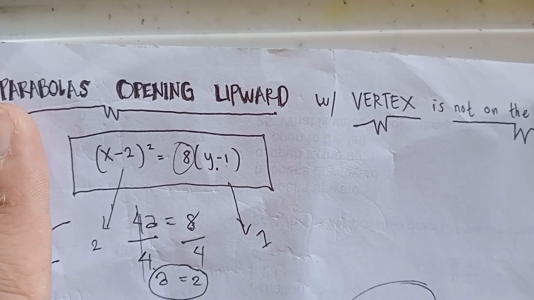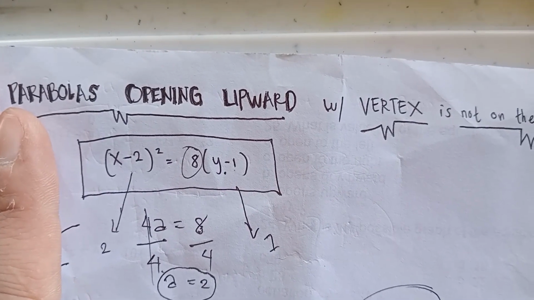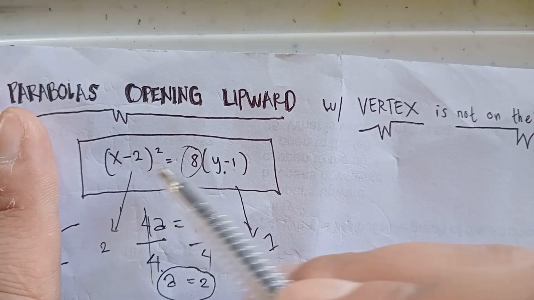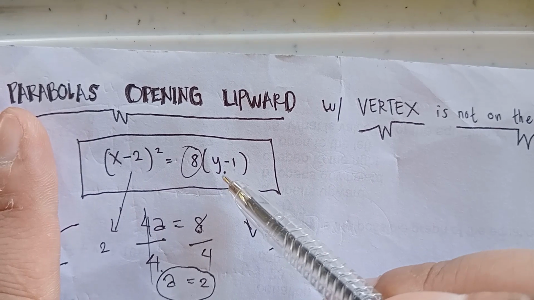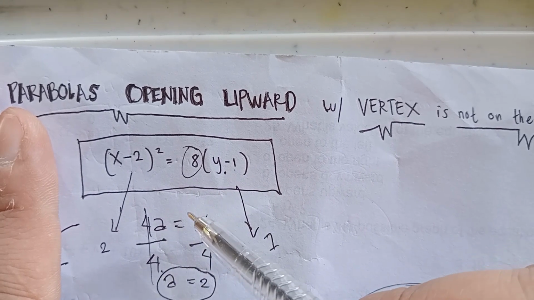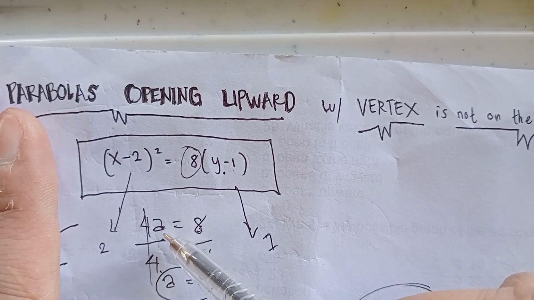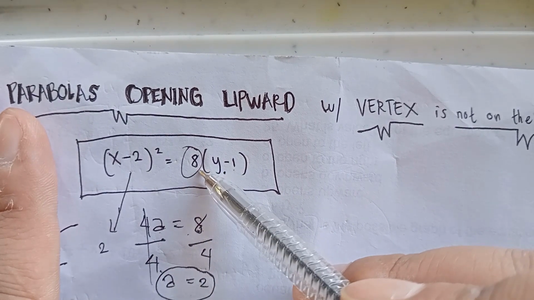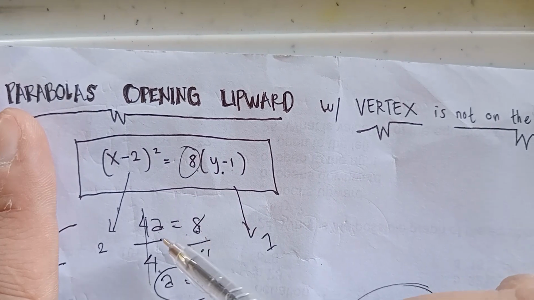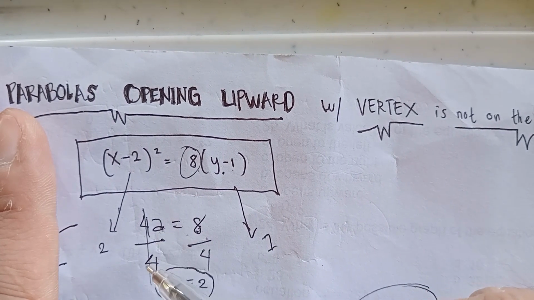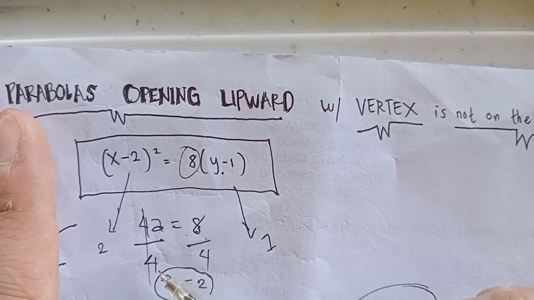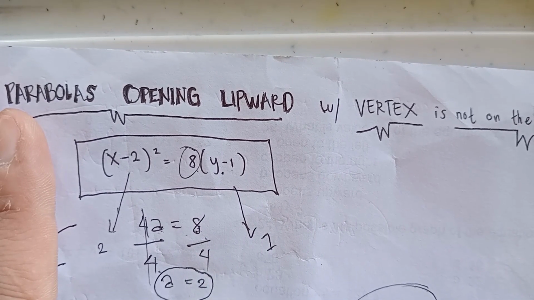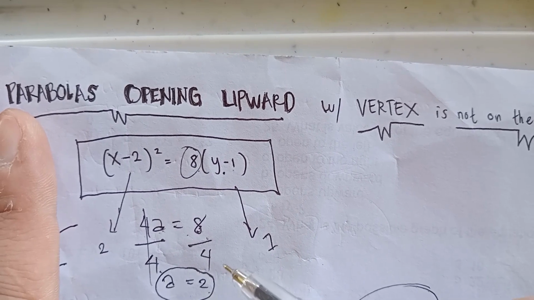In order for you to understand better, let's have an example. Shall we say you are tasked to sketch the graph of the quantity of (x minus 2) squared equals 8 times the quantity of (y minus 1). To find the value of a, you need to write 4a equals the number outside the parentheses, we have 8. Then, ang katabi ni a, we have 4, divided both sides by 4. Then it will become 8 divided by 4. We have a equals 2.